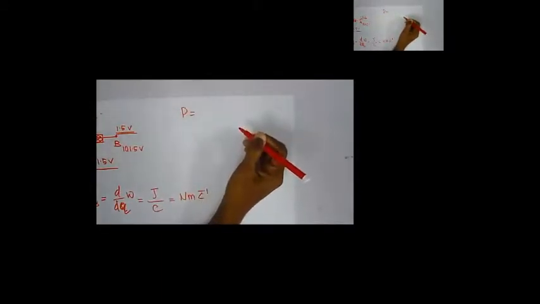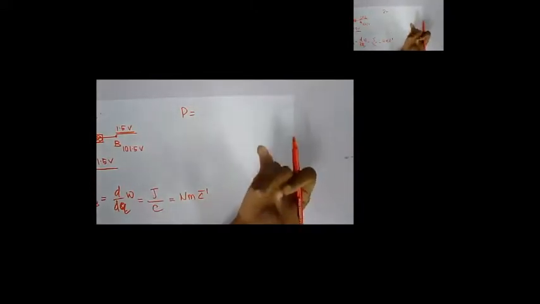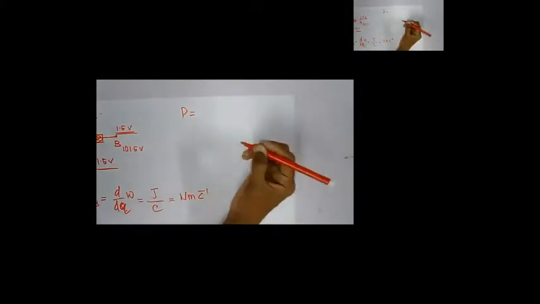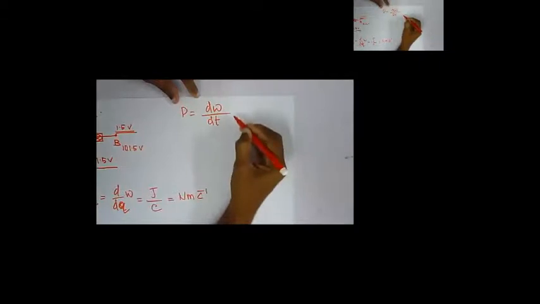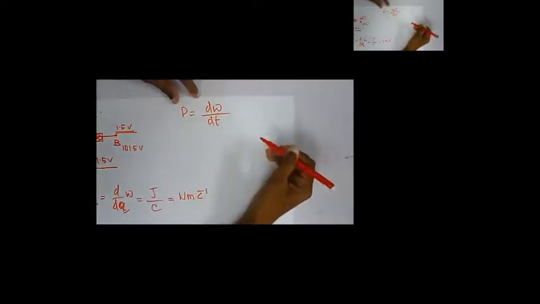By definition, power is the time rate of dissipating or absorbing energy, and it is measured in watts, capital W. So I could write it as dW by dt, where W is the work, and dW by dt gives you the power, with the unit watts.